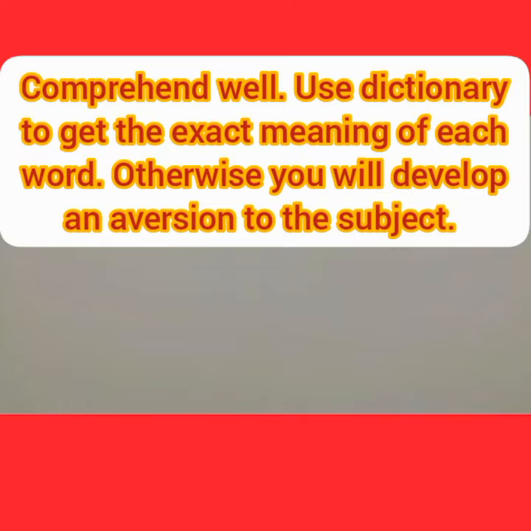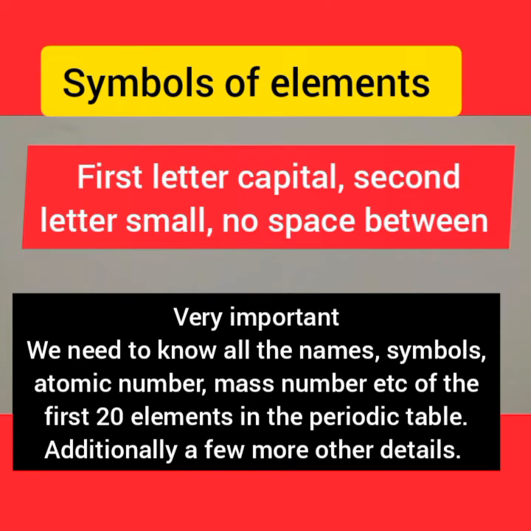Then, let us move on a little to the symbols of the elements. You know, when we are going to write chemical equations, it's difficult to write the full names of the elements, okay? And we can find all the symbols of the elements in the periodic table, and the rule is that the first letter should be capital and the second letter should be small.